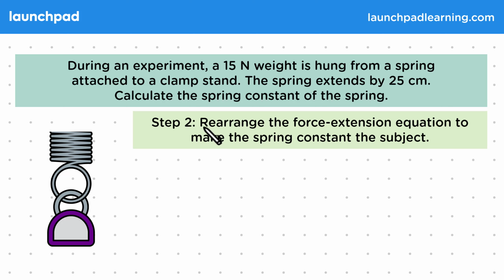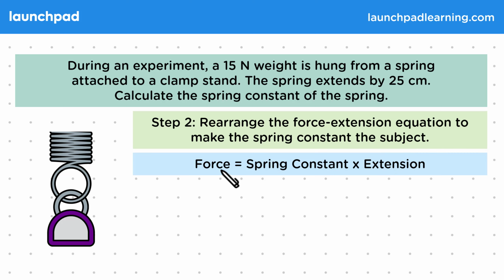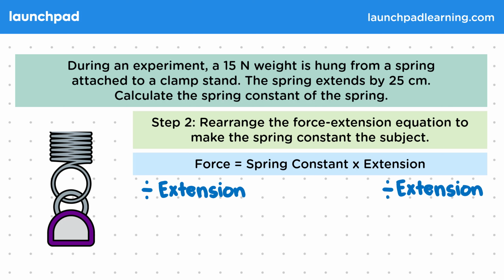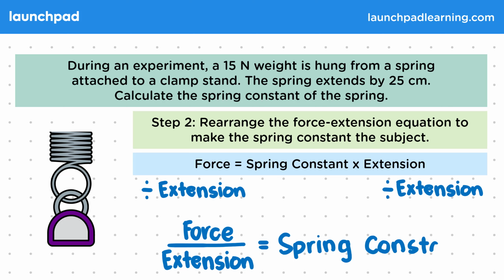So step 2 is to rearrange the force extension equation to make the spring constant the subject, where we'll be starting with force equals spring constant multiplied by extension. We can get spring constant on its own by dividing both sides by extension. This gives us force over extension on the left and then spring constant on the right.